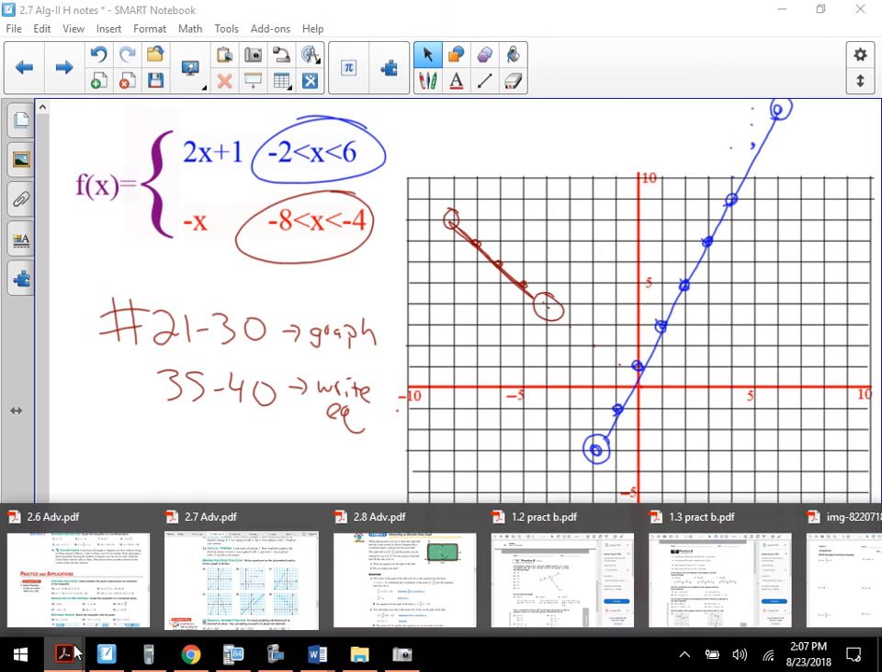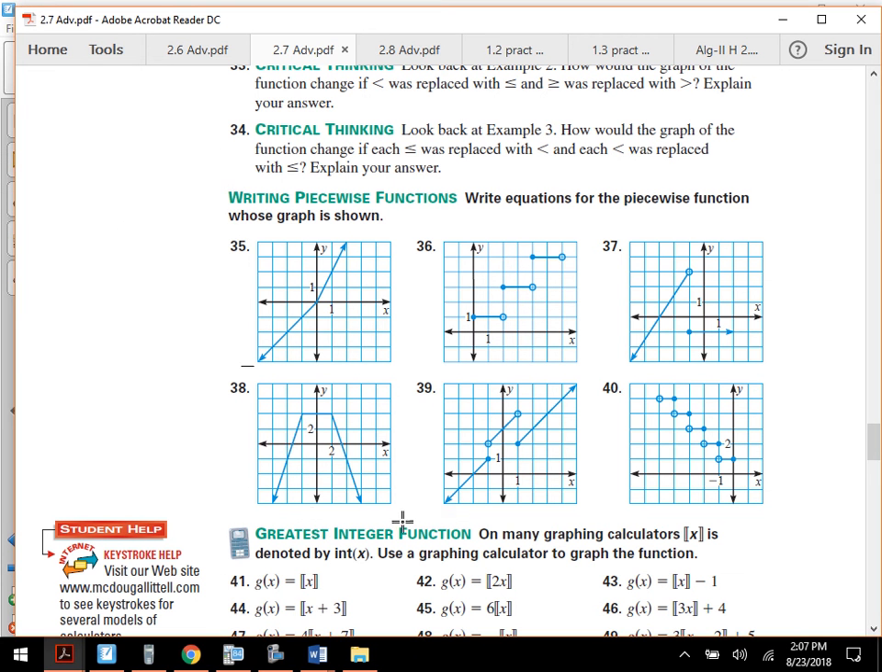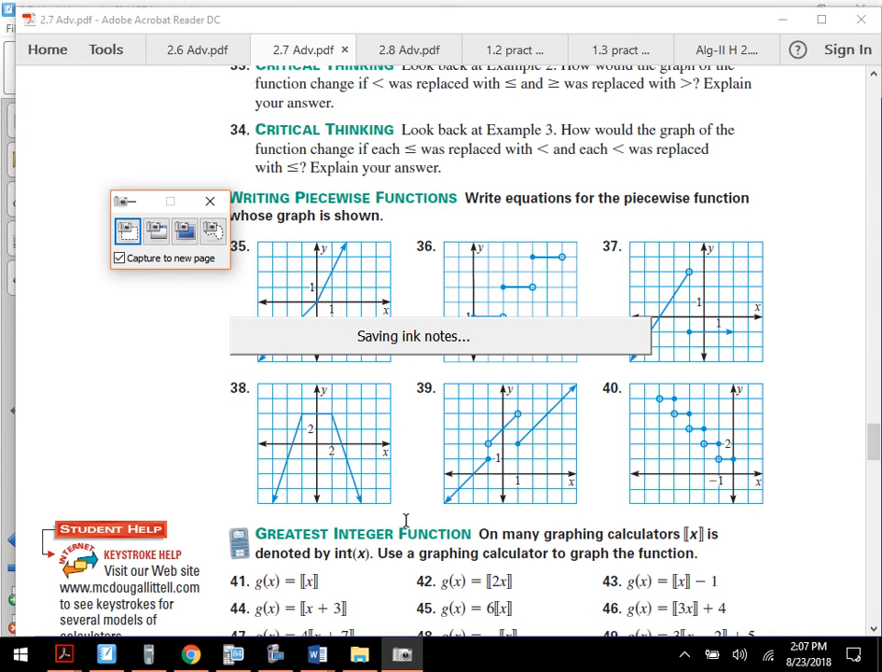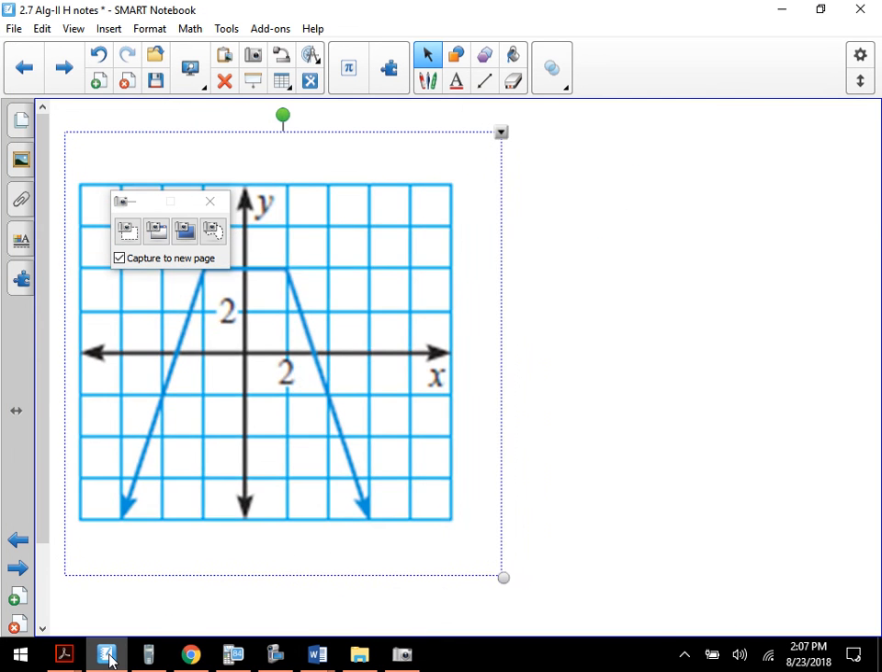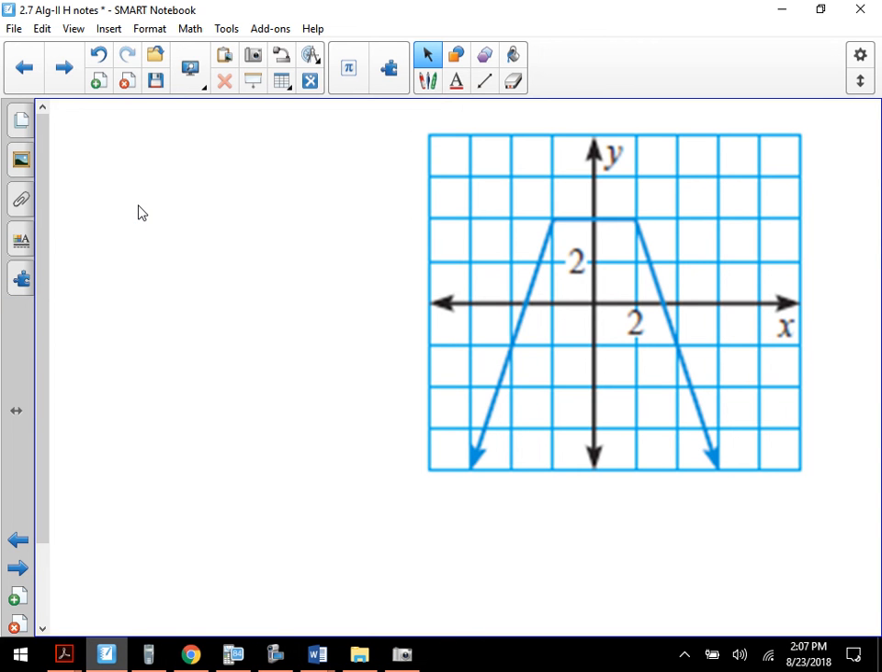Real quick, I wanted to show you kind of like what he was asking a minute ago, about how do you know whether or not something's going to have open or closed dots? If you look at number 38, I'll put it up on the board here. If you look at 38, how many different graphs do you see?